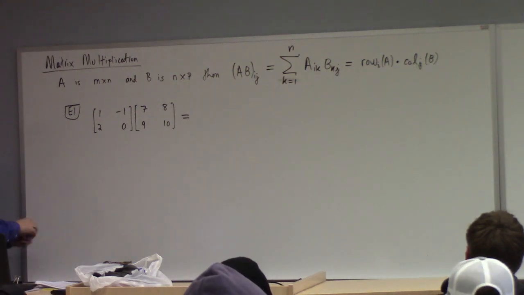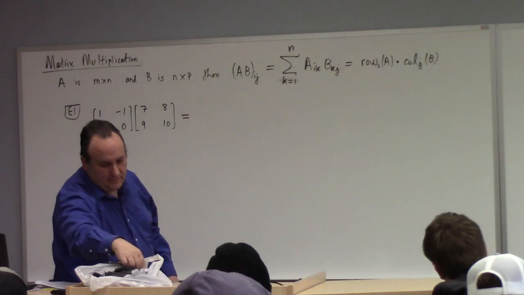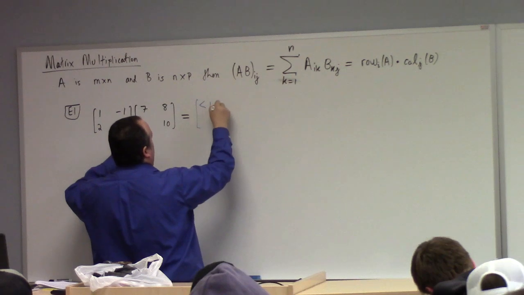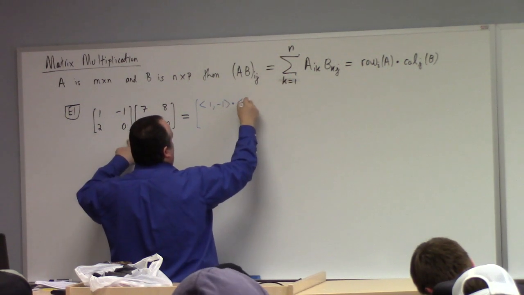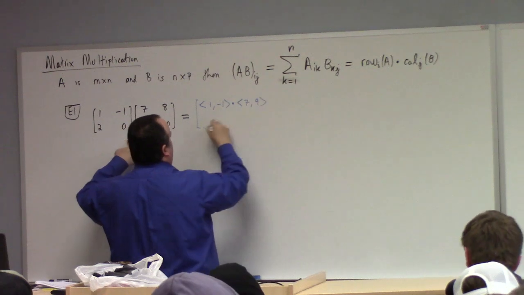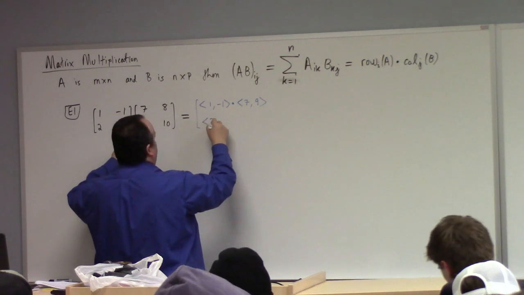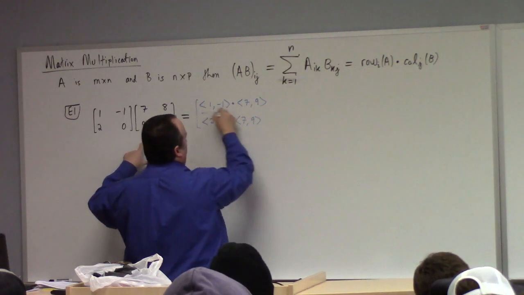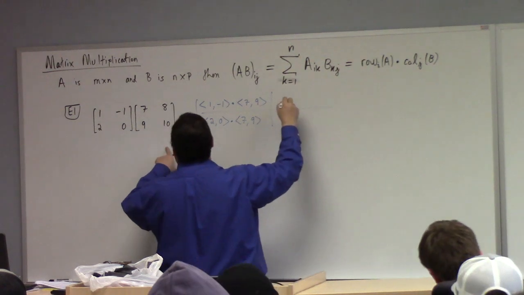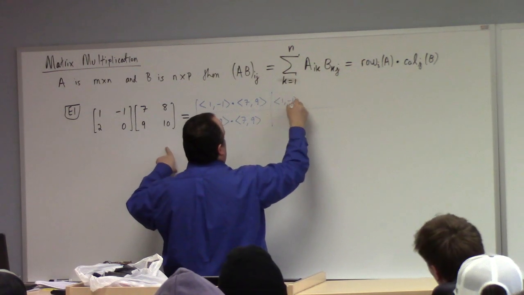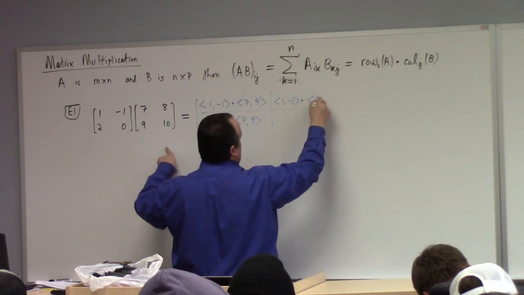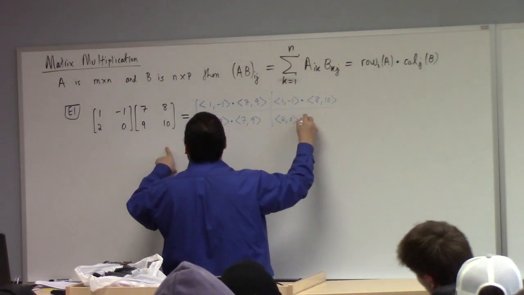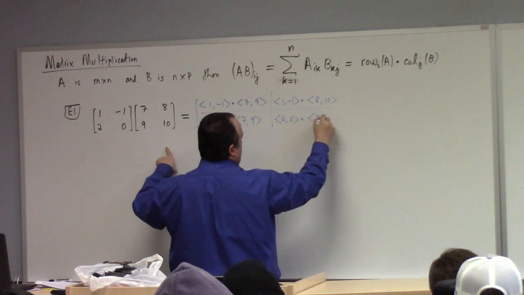So to form this matrix multiplication, we can think about it in terms of dot products, if you like. So this is really like (1, minus 1) dotted with (7, 9). And then (2, 0) dotted with (7, 9). Let's see here. (1, minus 1) dotted with (8, 10). And (2, 0) dotted with (8, 10).